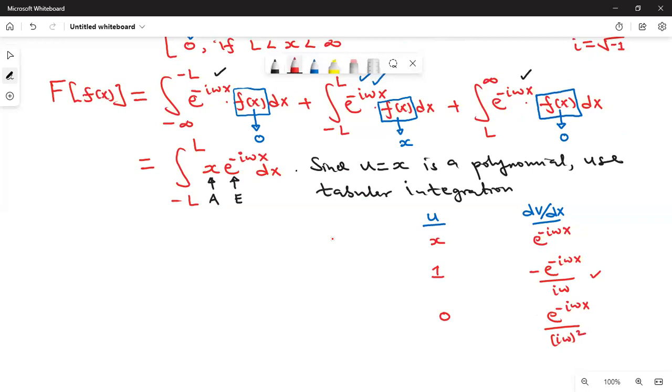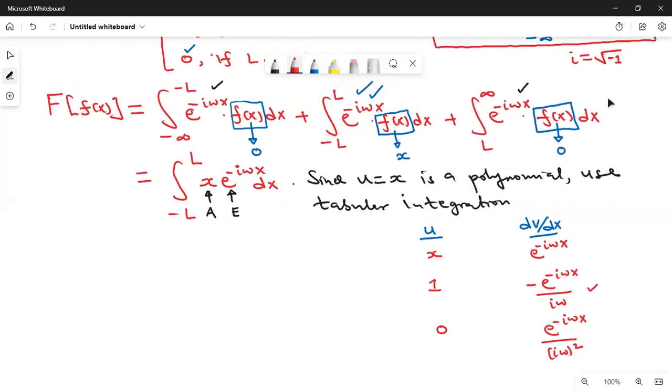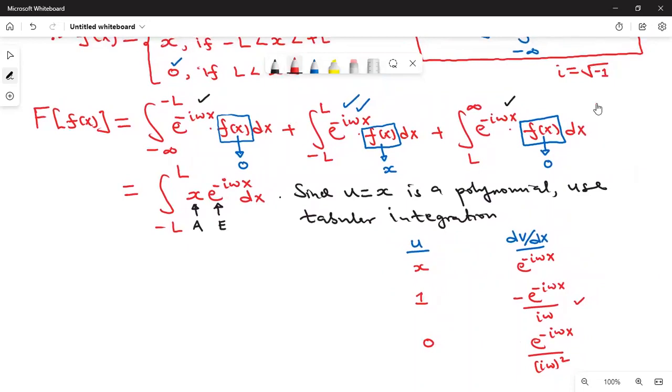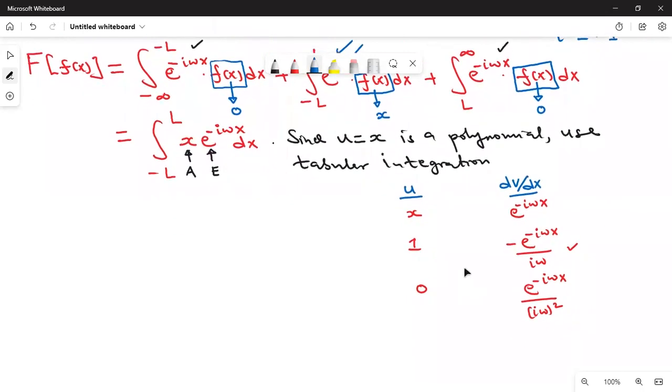But I told you that I is the same as the square root of negative 1. So what is I squared? When you square it, you are going to get negative 1. So wherever you have I squared, put negative 1. So this is the same as negative 1 over omega squared exponential negative I omega x. That's what we have, because I squared is negative 1.